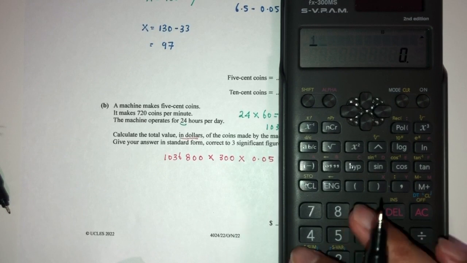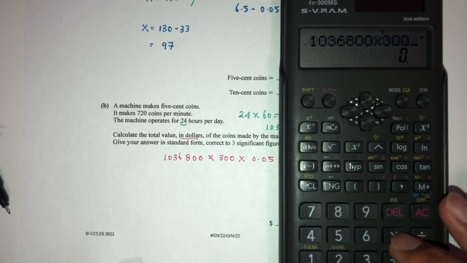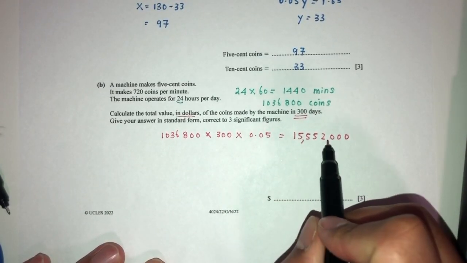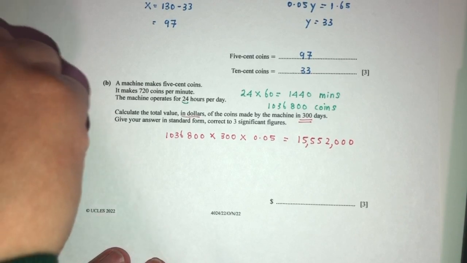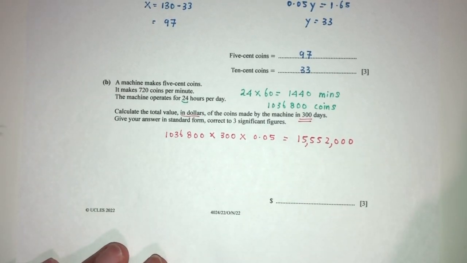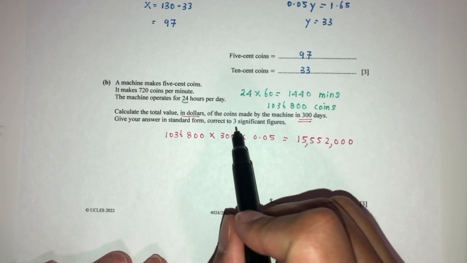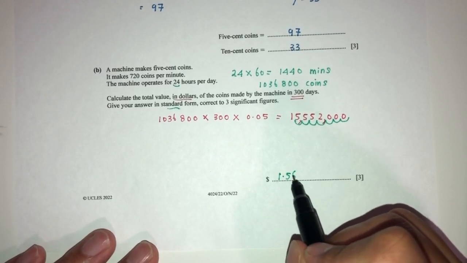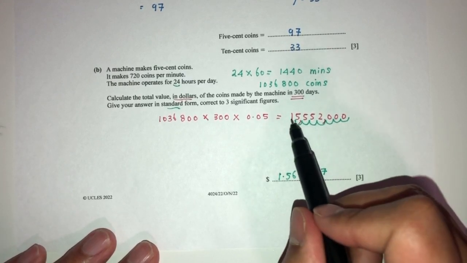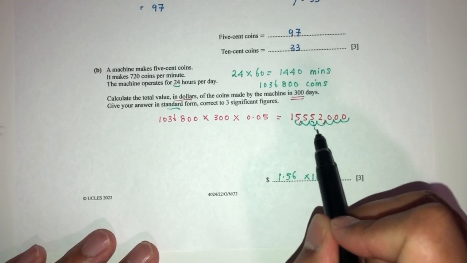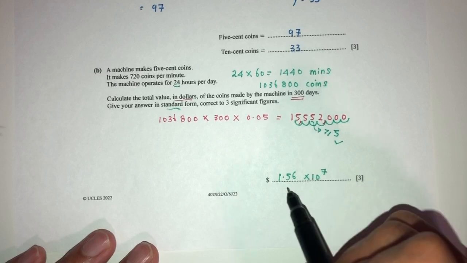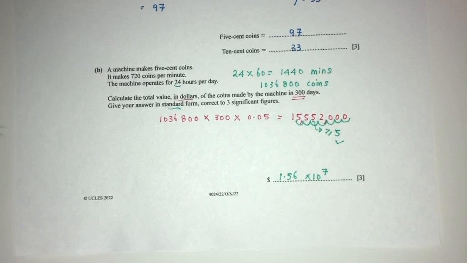So let's double check. That will be 1,036,800 times 300 times 0.05. Yep, that will be that much. That is 15,552,000. Now we have to give you the answer in standard form, correct to 3 SF. Standard form. That will be 1, 2, 3, 4, 5, 6, 7. That will be 1.56 times 10 to the power 7. So obviously for 3 SF, leave the first 3 by itself, and check if the next digit is equal to or more than 5. The answer is yes. So we have to add 1, so 155 plus 1 will be 156, and the rest will be in standard form.